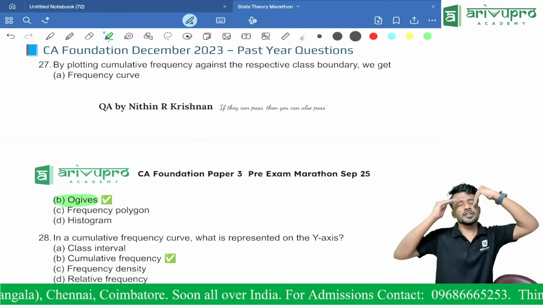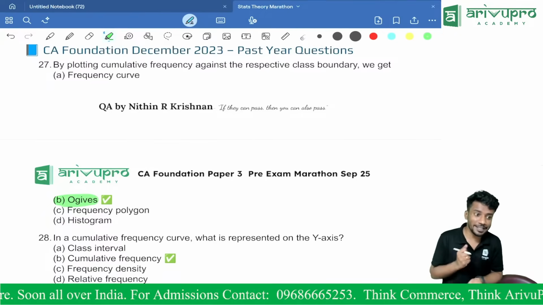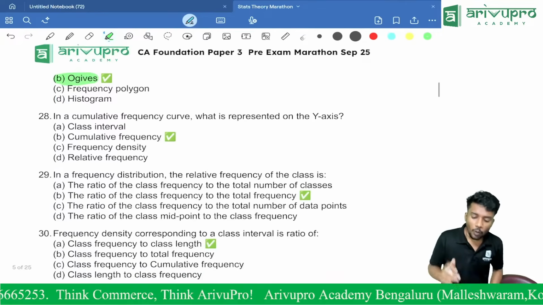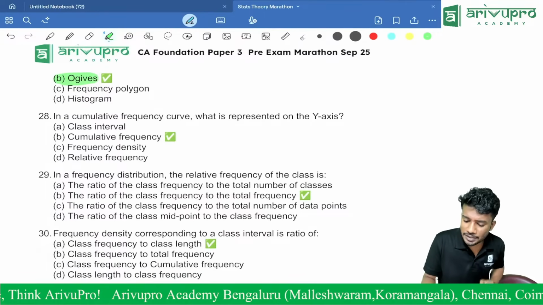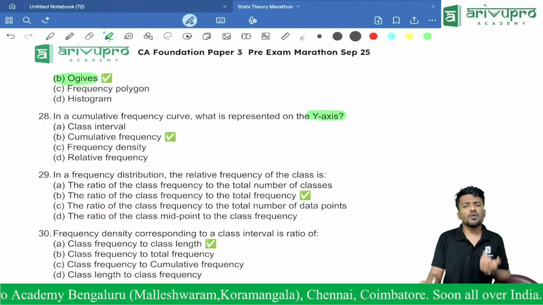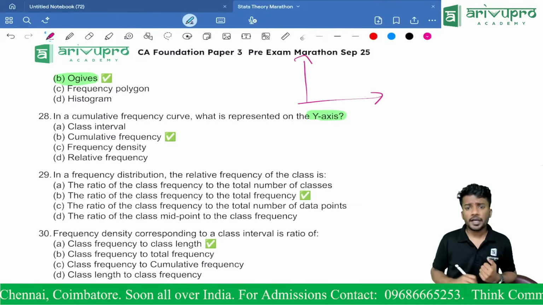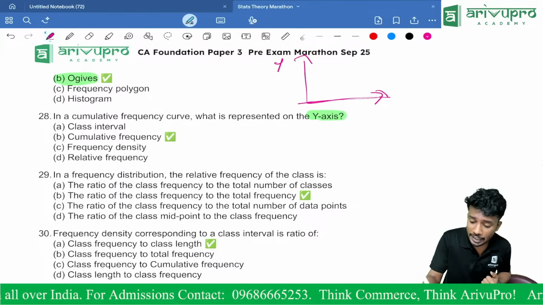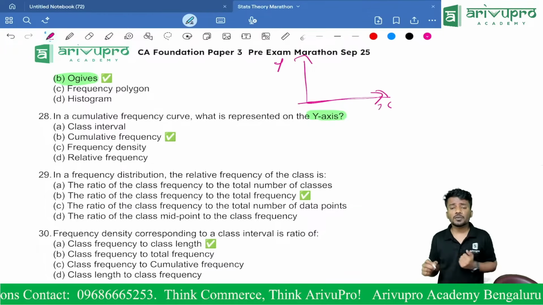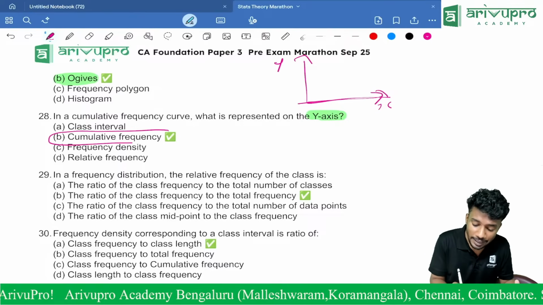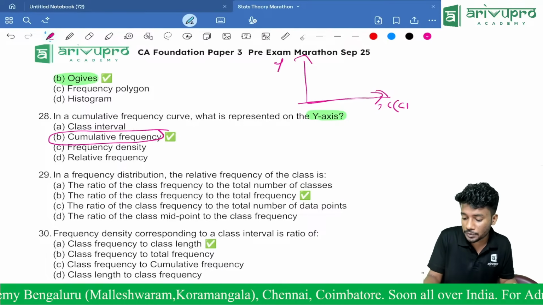Another repeated question. I am telling you, there is a high chance that a question based on ogive will be there in your examination. Now, in a cumulative frequency curve, what is represented in the y-axis? The x-axis is there, and the y-axis is there. In a cumulative frequency curve, what is represented in the x-axis is the question. The answer is cumulative frequency.